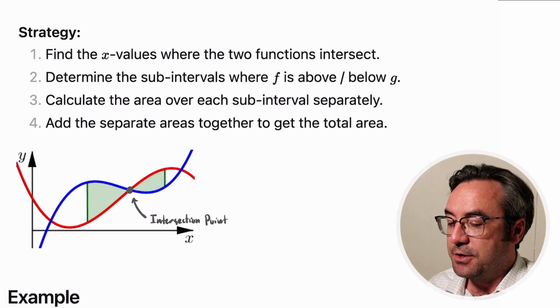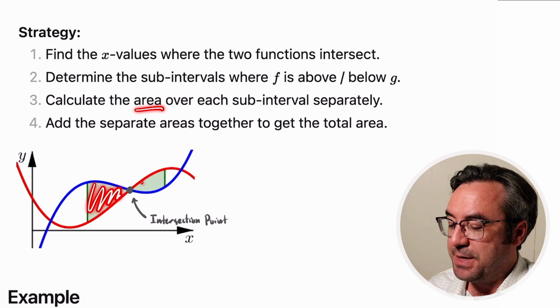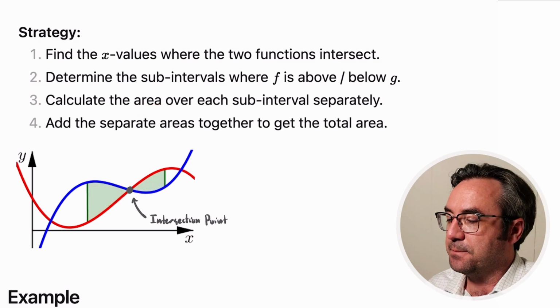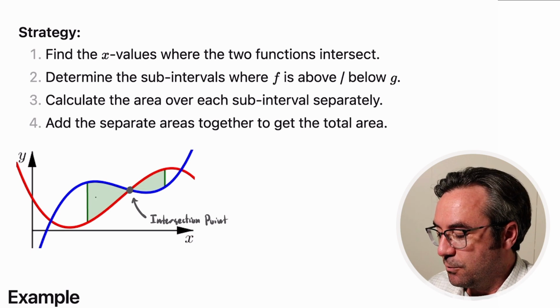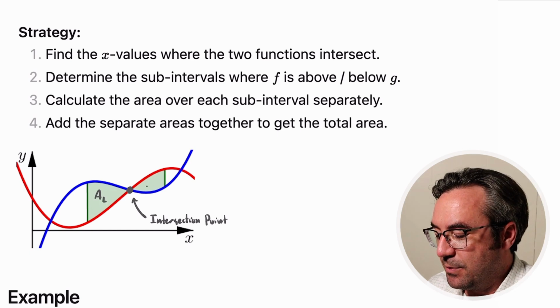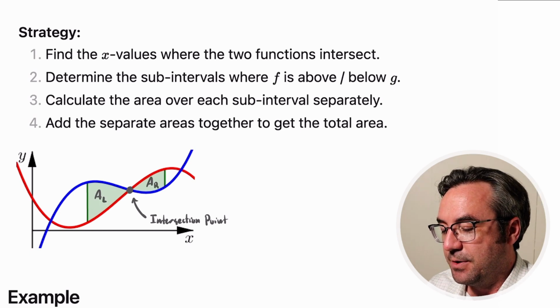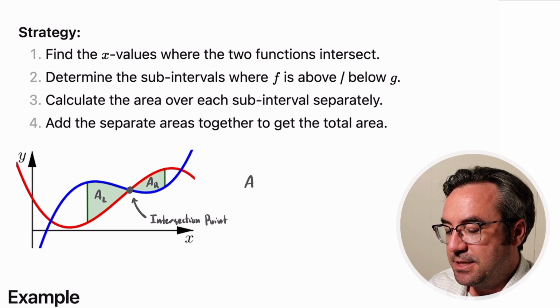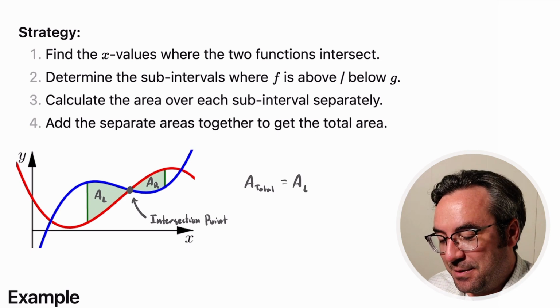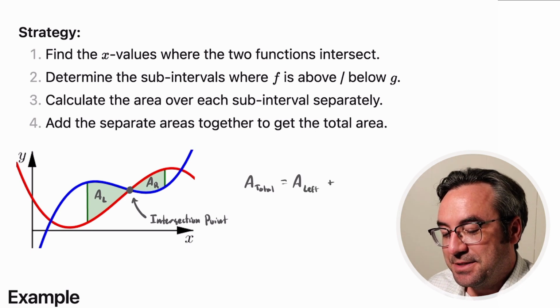And then we'll calculate the area for each of those pieces separately, and then add the results together. So in this, we would find the area for this left region, and then find the area for this right-hand region. And to get the total area, we would just add the area from the left side plus the area from the right side.